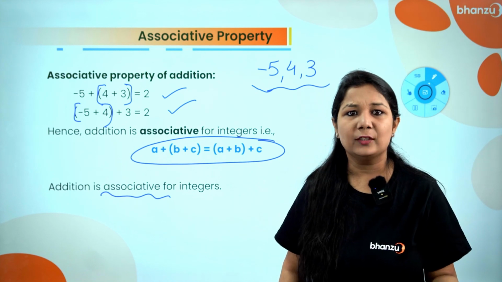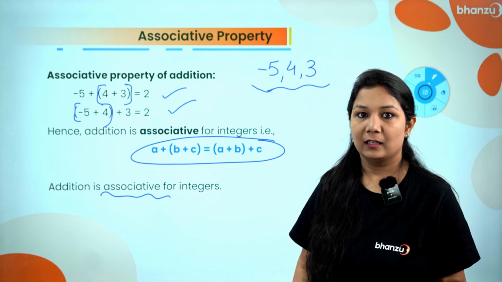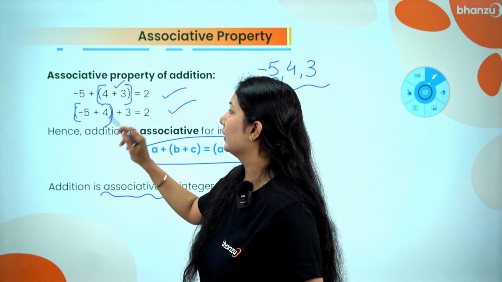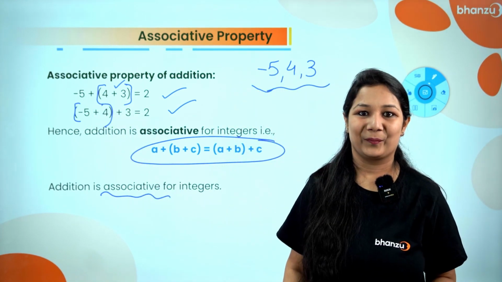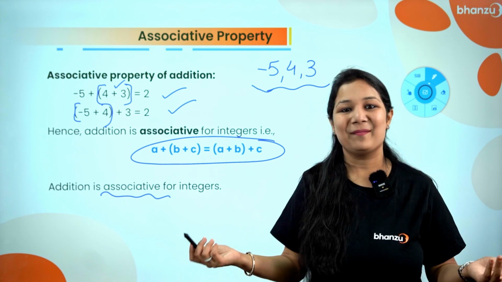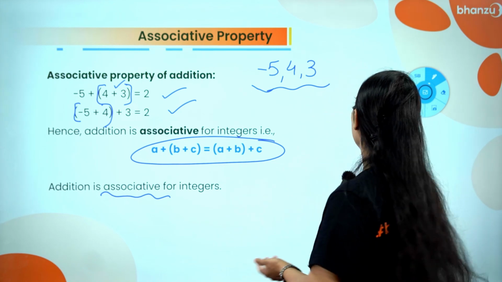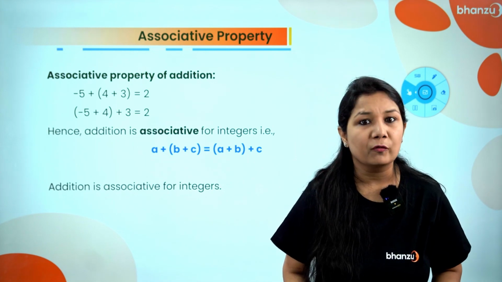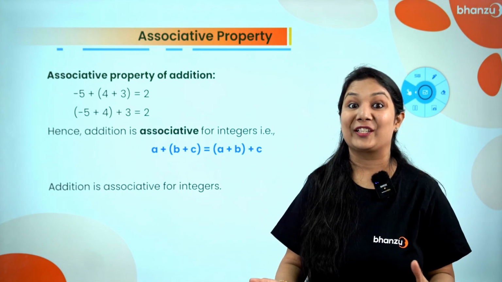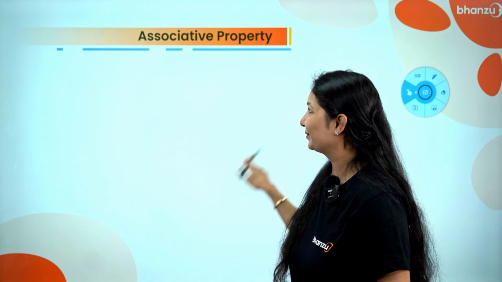You can check with any 3 integers out there, right? Because first of all we need to solve the 2 integers, and whatever answer comes we need to solve it with the remaining one. And if you get the same answer, it's associative. Let's check for subtraction. Do you think it will hold good for subtraction? I don't think so. Let's check it out.